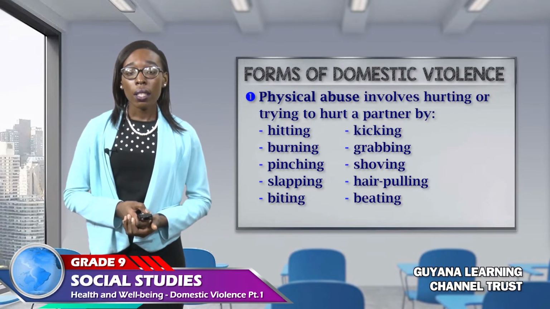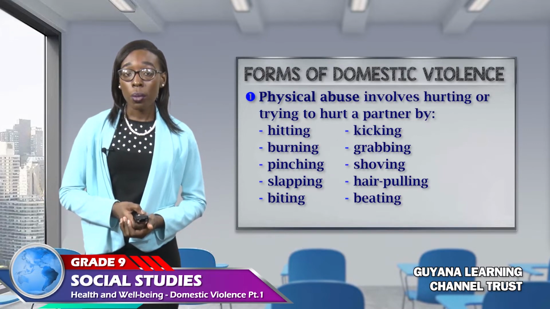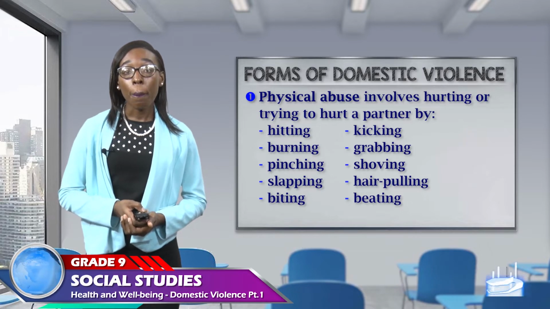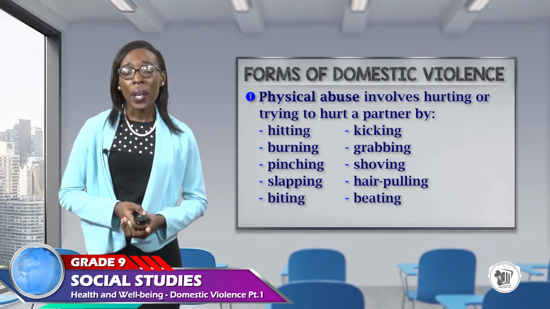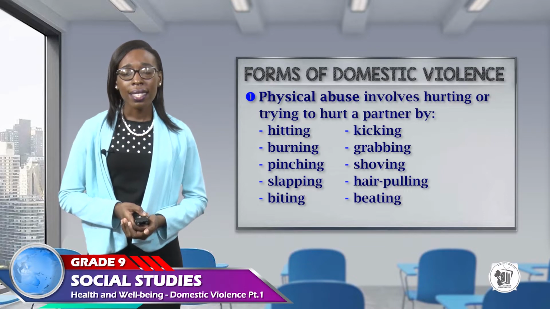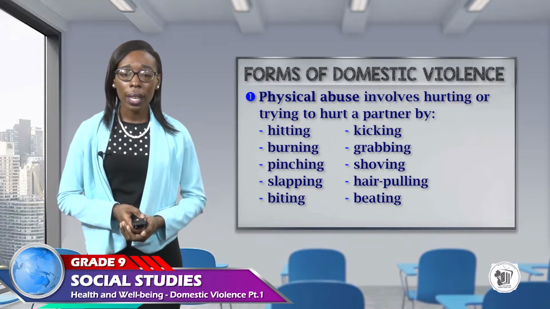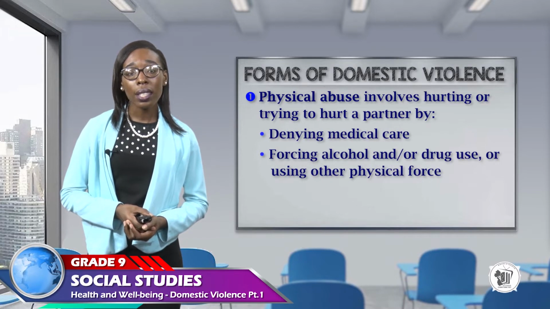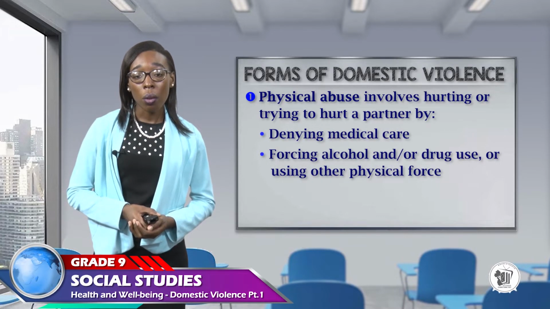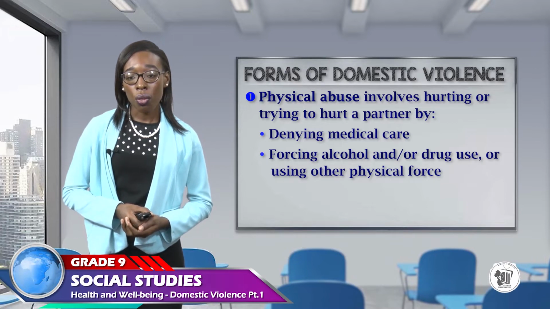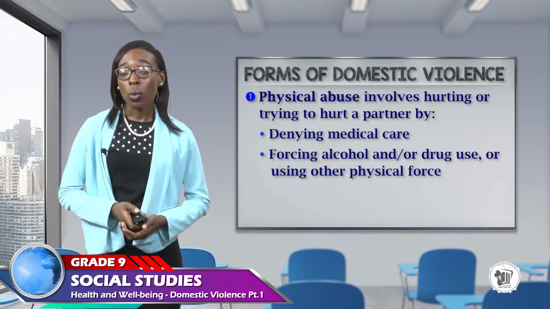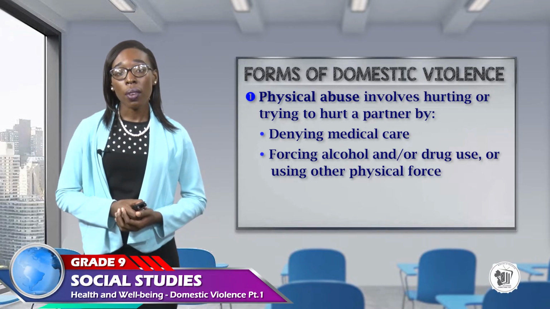First, physical abuse. Physical abuse involves hurting or trying to hurt a partner by hitting, kicking, burning, grabbing, pinching, shoving, slapping, hair pulling, biting, beating, denying medical care, or forcing alcohol and/or drug use, or using other physical force. So that's one form of domestic violence.